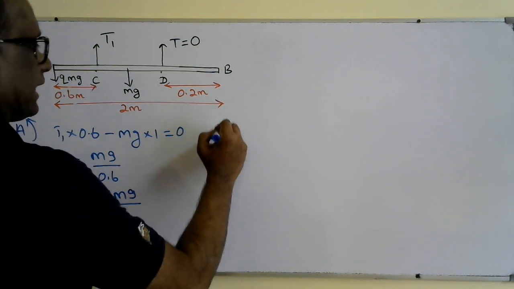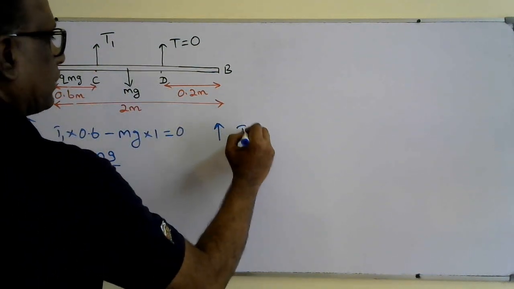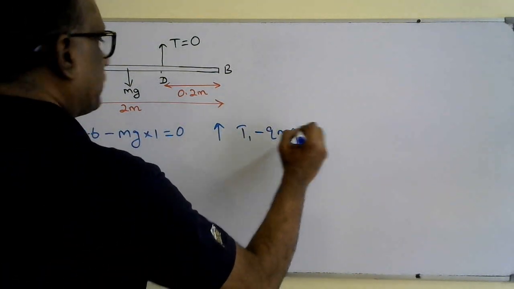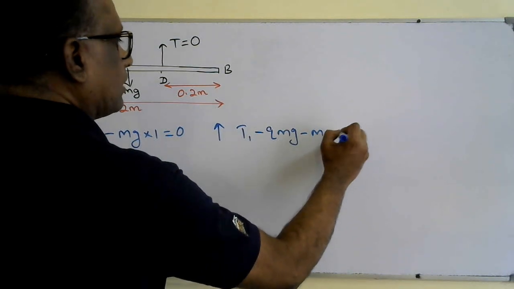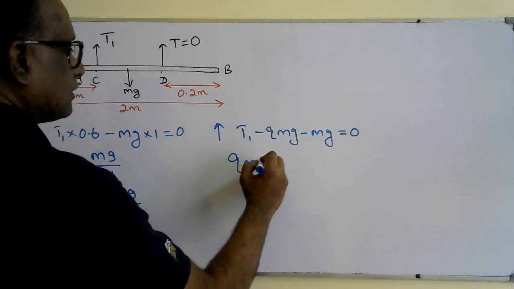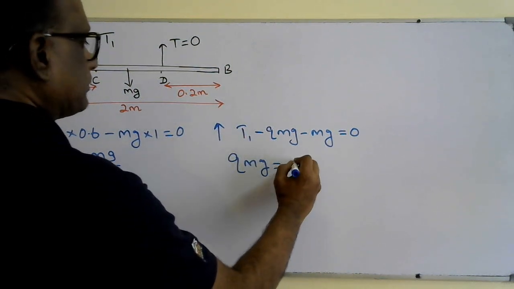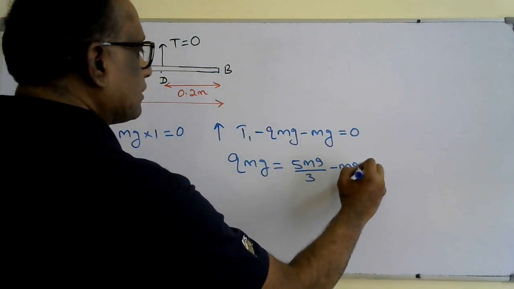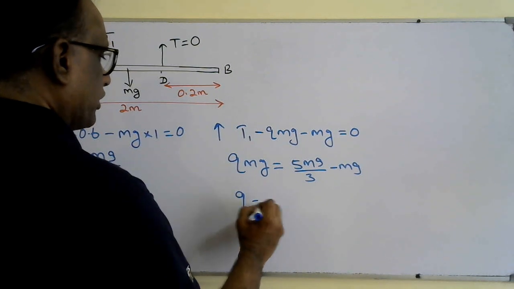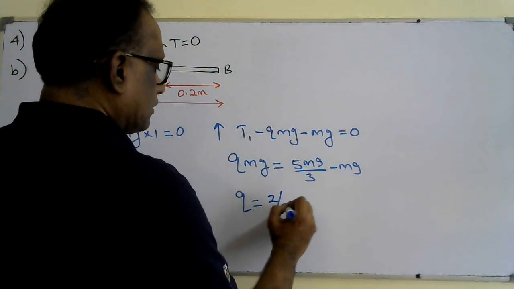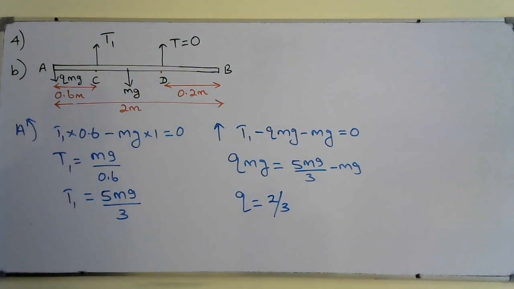So if I consider upward direction, this is the only force T1, the downward force is qmg, and mg. T1 minus qmg minus mg equals 0. So take qmg as the subject, equal to T1, which is 5 mg by 3, minus mg. mg will get cancelled, so q is going to be 5 by 3 minus 1, that is 2 by 3, or 0.67. So q equals 2 by 3. That's the final answer.